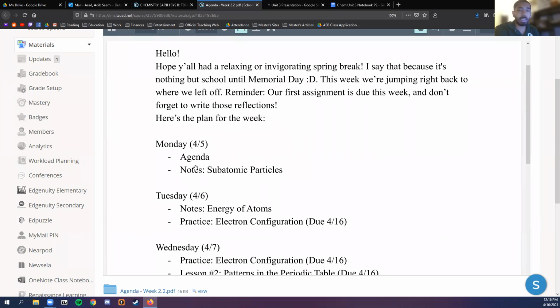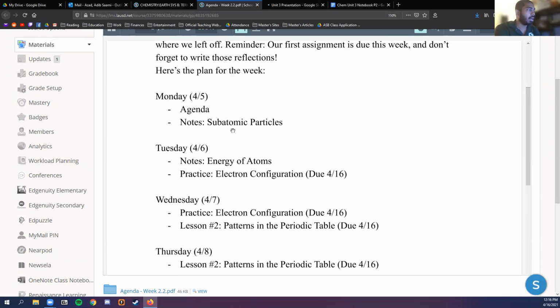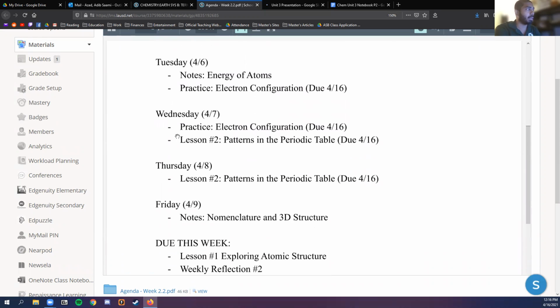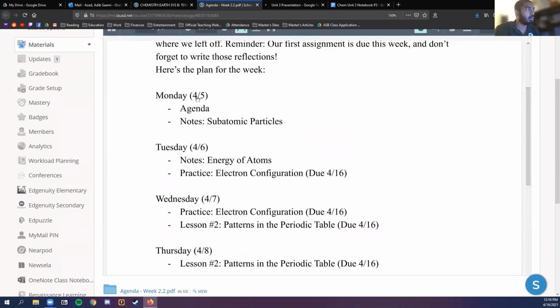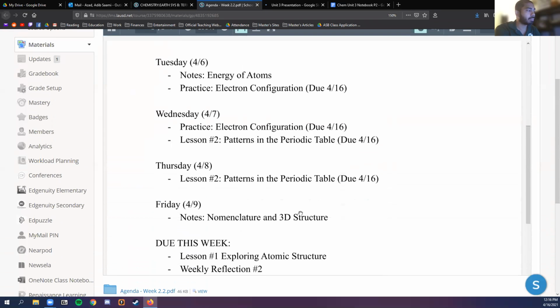On Monday, we recapped where we left off before spring break happened. And then we got started on our notes at the tail end of that. So the notes on subatomic particles took up our Tuesday, and that pushed everything back. And so what we ended up getting into for week two was at the end of the week, we got through our notes and the practice with the electron configuration.